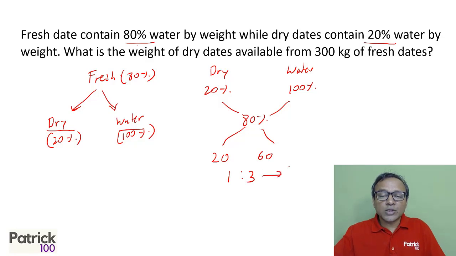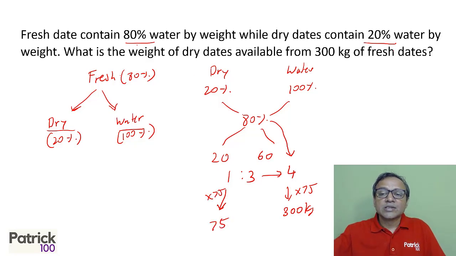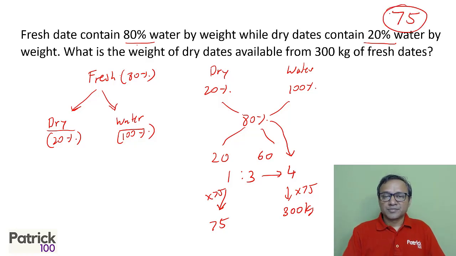This total is 4. This total stands for fresh dates, which is 300 kgs. So 4 stands for 300 kgs. We want how much dry dates are available. So 1 will stand for how much? 4 into 75 is 300. So 1 into 75 will become 75 kgs. So the answer will be 75 kgs. Alligation is what you can use out here.